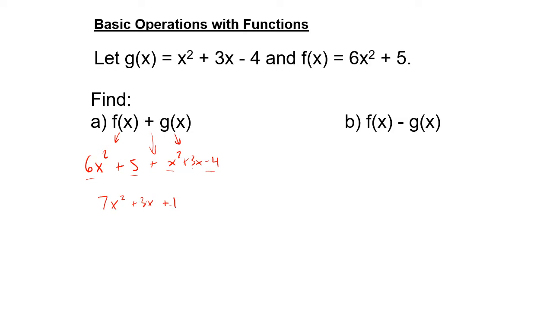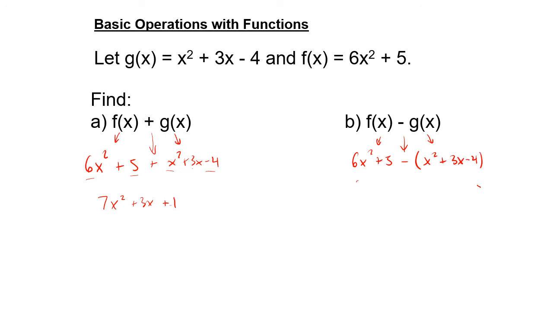Now f of x minus g of x is the same thing, except we have the minus, which means we need to be conscious of distribution. If students mess up on a problem like this, it's because they forget to distribute a negative. So don't be like that. So 6x squared plus 5, that's f of x, minus, and to help you with this, I would recommend that if it's a subtraction, you always put g of x in parentheses so it's clear that you need to distribute the negative. X squared plus 3x minus 4.